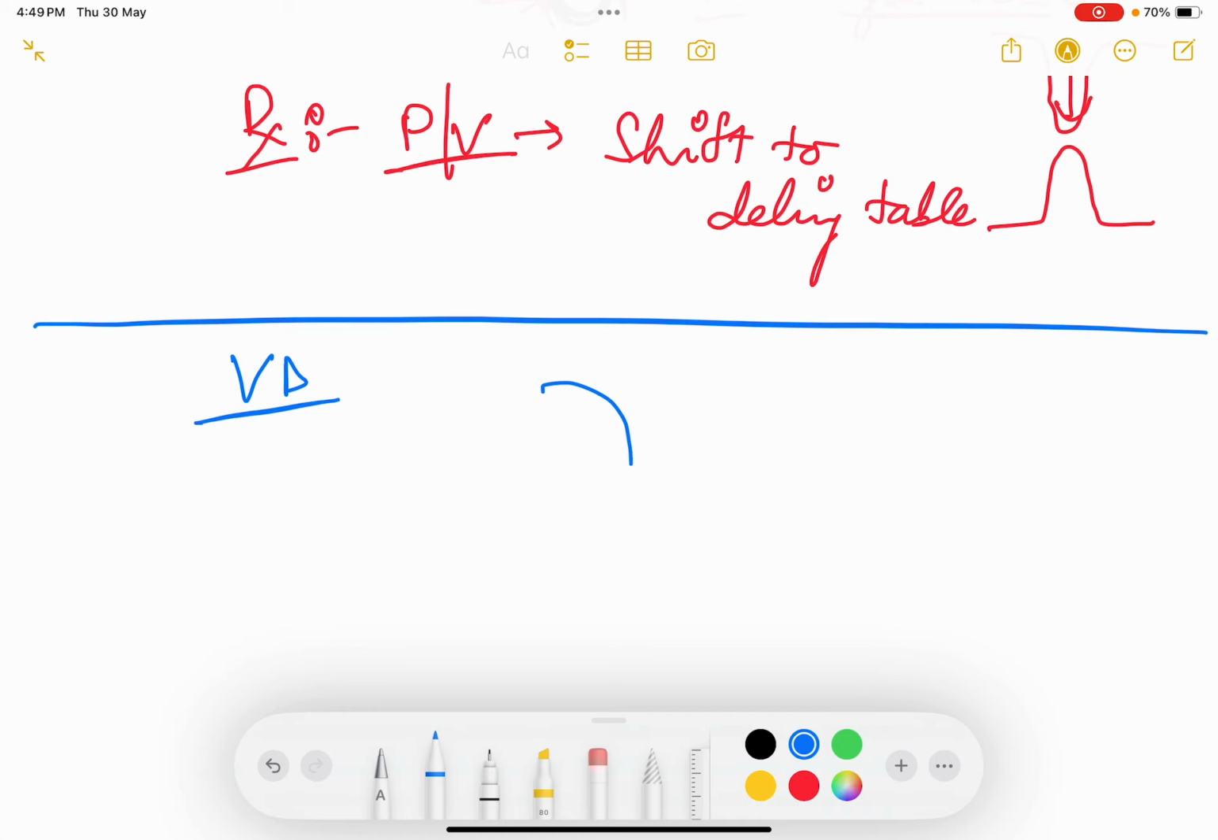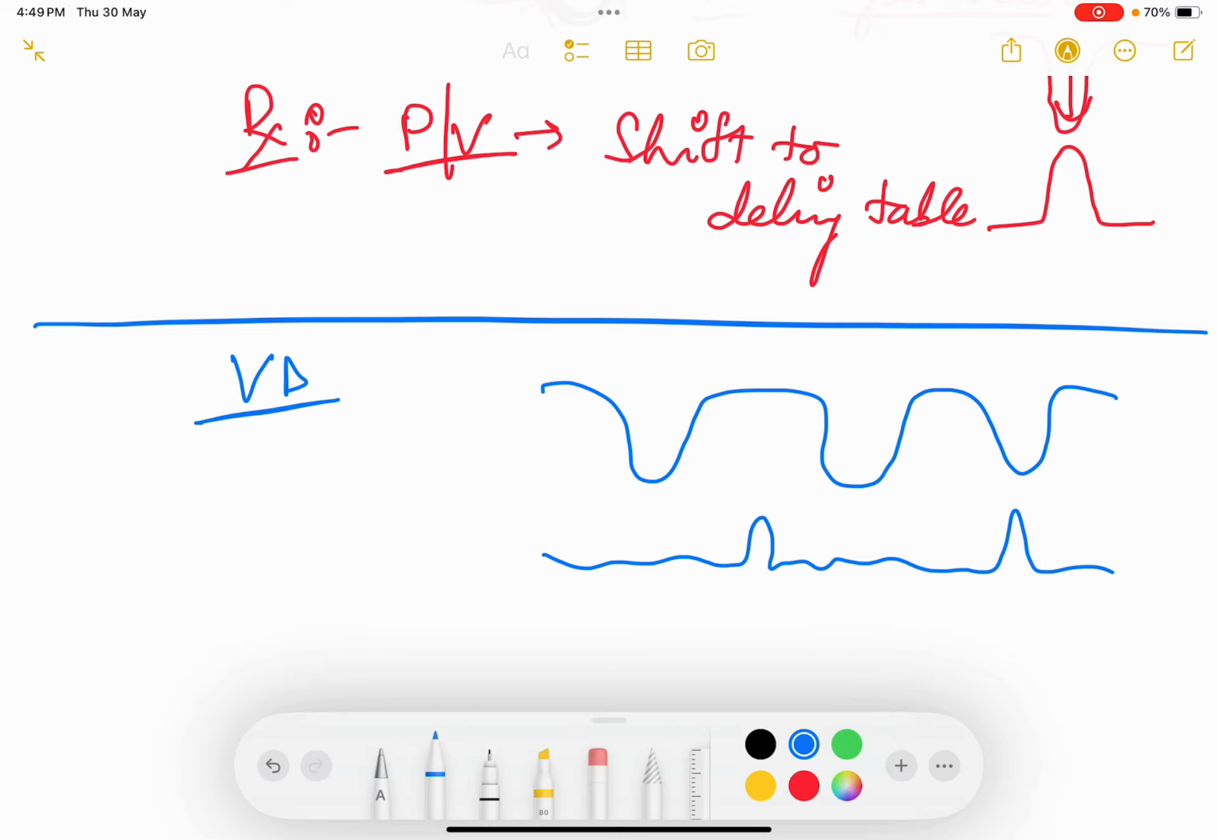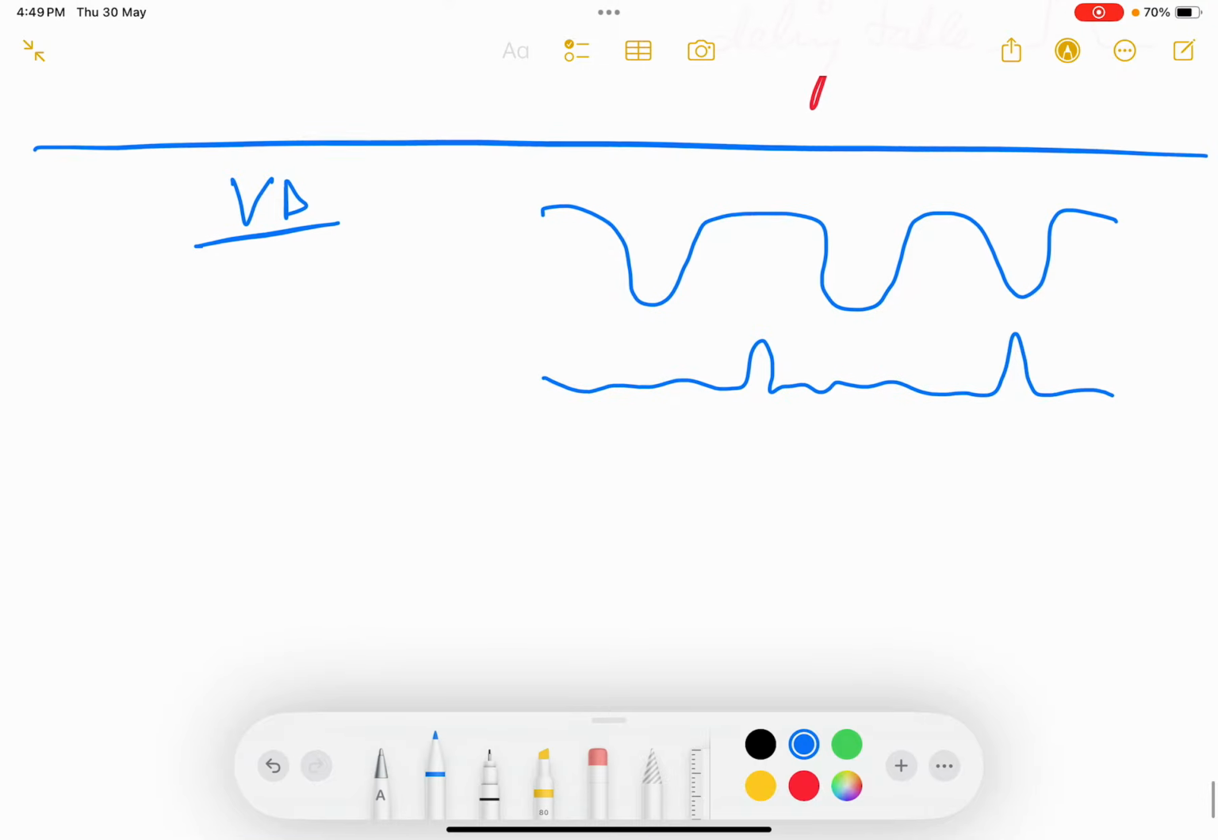Variable deceleration is when there is no relation between the deceleration and the uterine contraction. Uterine contraction can come at any time, and deceleration can also come at any time. There is no relation between the deceleration and the uterine contraction. Then we say it is variable deceleration.